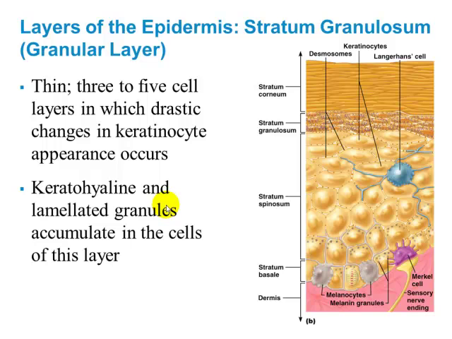Then we have the stratum granulosum, or the granulated layer. This would be shown here. In this part, we have a relatively thin layer, maybe 3 to 5 cell layers thick. Here's where we're going to see those keratinocytes really drastically changing their appearance. So they're going to go from being relatively round, thick cells. They're going to start flattening out. They're also going to fill up with granules of keratohyalin. This is a form of keratin that is going to cause these cells to dry out. It's going to fill them up, basically.